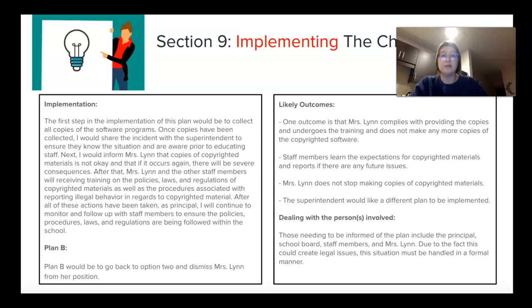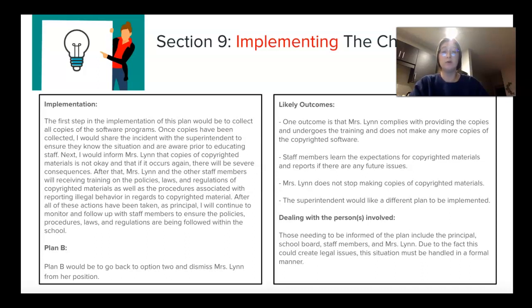Some of the likely outcomes of my option 3 choice would be that Mrs. Lynn complies with providing the copies, undergoes the training, and does not make any more copies of the copyrighted software. Or staff members learn the expectation for copyrighted materials and report if there are any future issues. Or Mrs. Lynn does not stop making copies of copyrighted materials. If that is the case, we would go to Plan B. The superintendent may also want a different plan to be implemented, and if that is the case, I would also suggest Plan B.